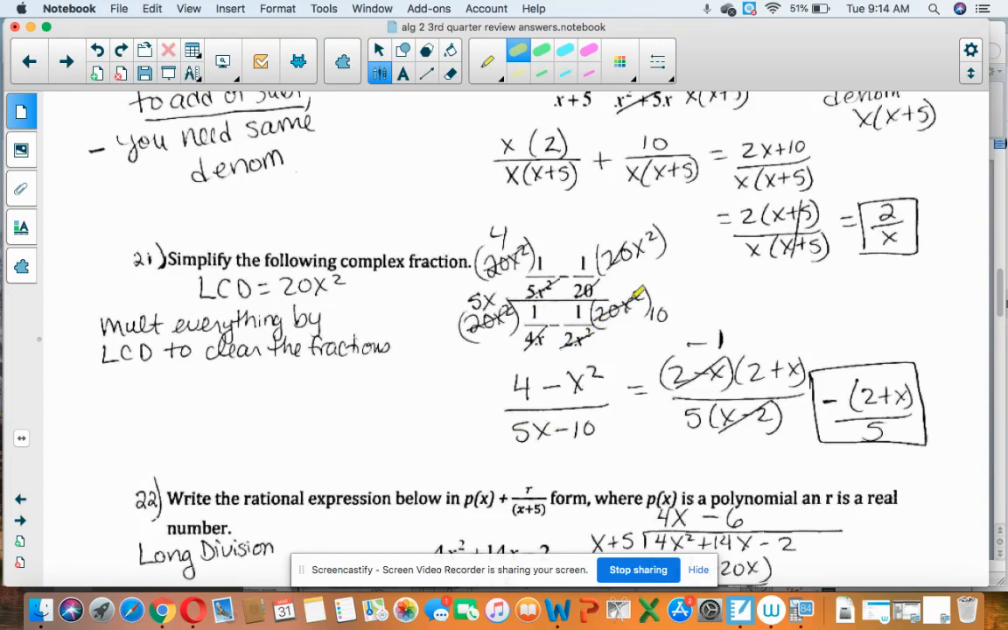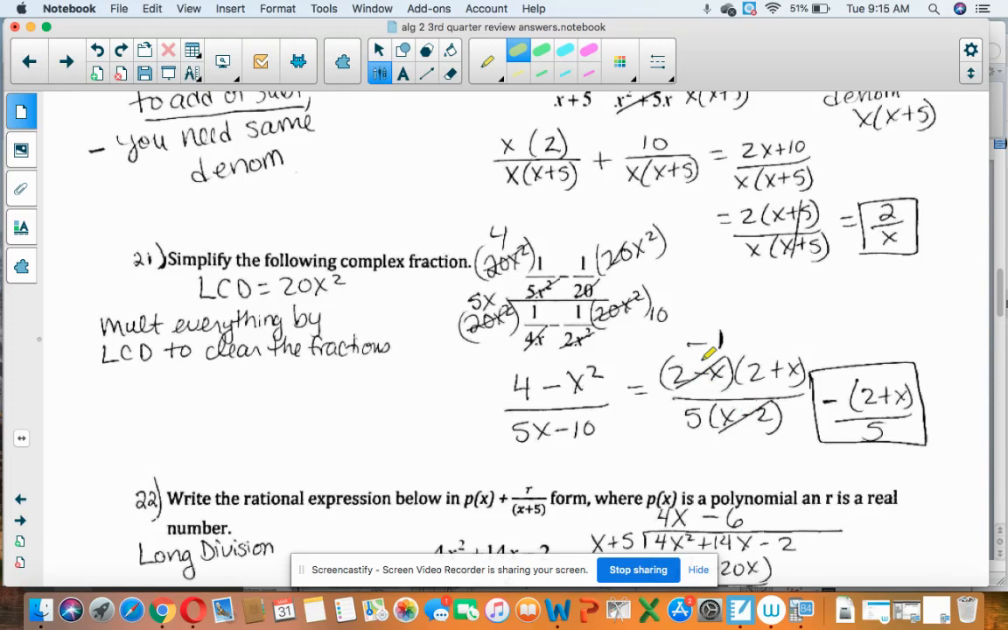The 2x squared cancels with the 20x squared, and I'm left with 10, and negative 1 times 10 is negative 10. This is much easier now. I've cleared all those layers of fractions. This is a difference of two perfect squares. It's 2 minus x and 2 plus x. And then the greatest common factor is 5x minus 2.